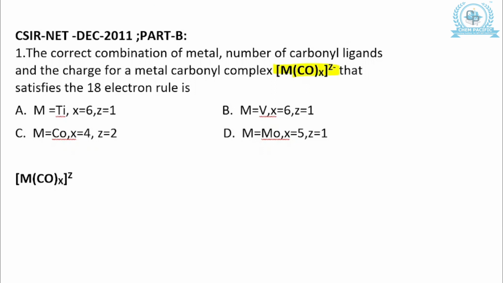Okay, so say student, for this all you have to do is apply the formula. Take the metal's valence electrons. For example, if you take the example A, you have the metal's valence electrons, and carbonyl is a 2 electron donor, and you are having X, and since it is Z minus, we have to add plus Z, and this has to be equal to 18.